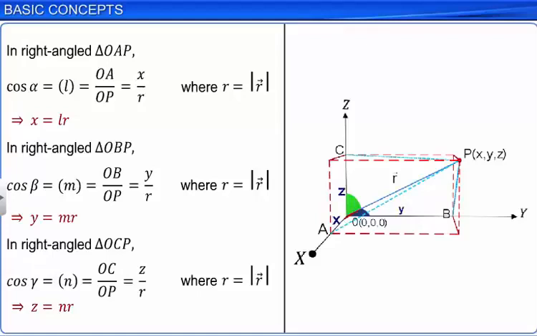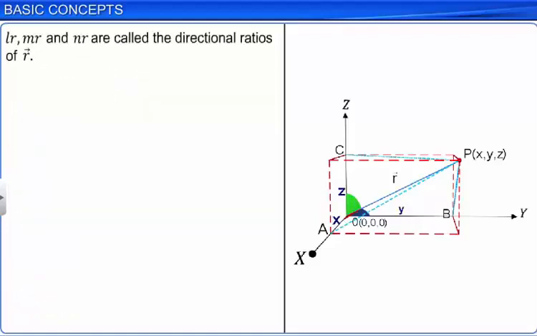The quantities lr, mr and nr, which represent the coordinates of the terminal point of vector r in terms of its direction cosines and magnitude, are called the direction ratios of vector r. By convention, the direction ratios of a vector are denoted by the letters a, b and c as shown.